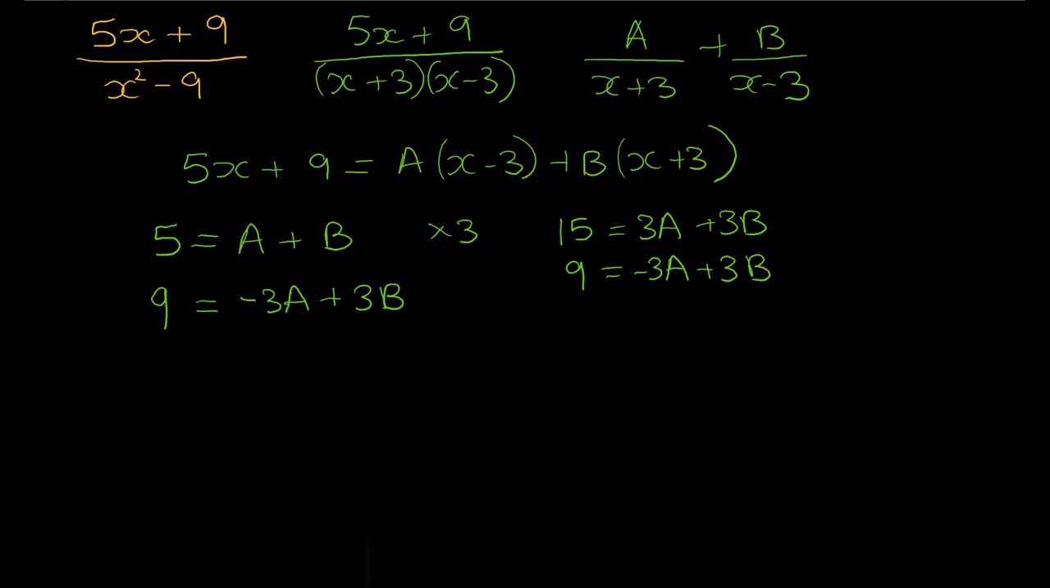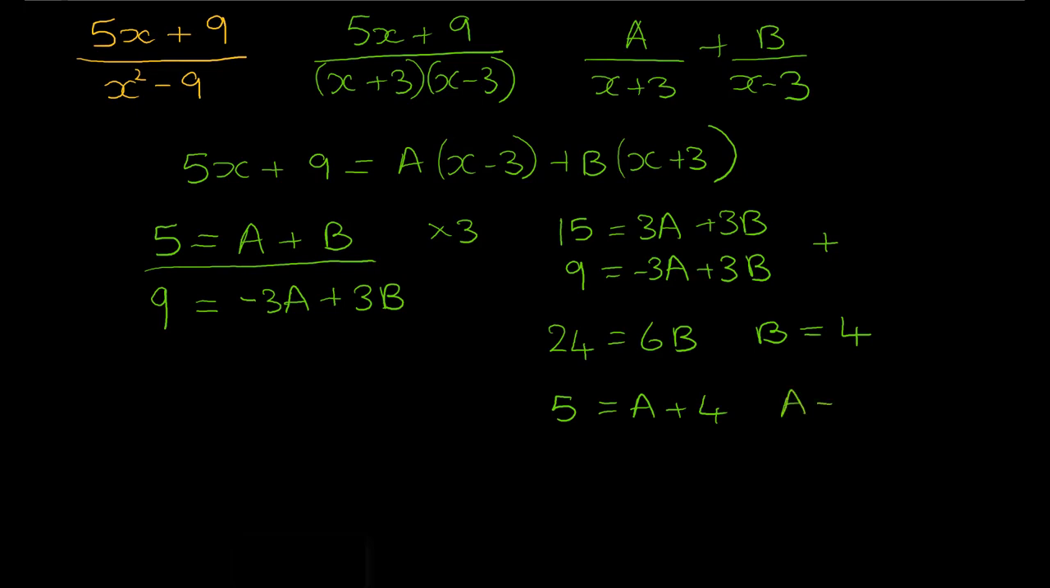So now if we add these two together, we're going to get 24 equals 6b, and therefore b equals 4. And then substituting that into this equation over here, we can see we're going to get 5 equals a plus 4, and so a must equal 1. So our partial fractions will look like 1 over x plus 3 plus 4 over x minus 3.